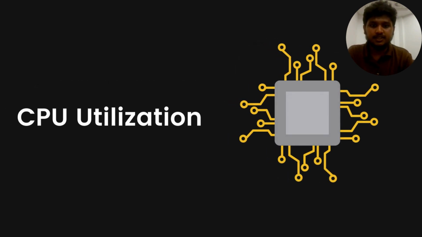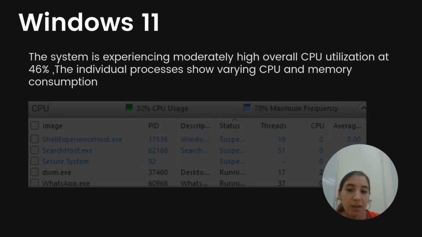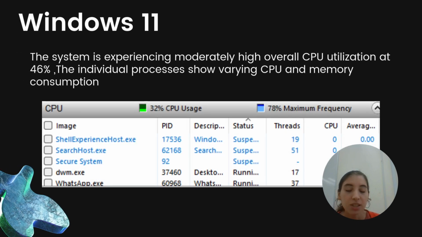CPU utilization. Now we're going to be examining the CPU performance metrics of Windows 11. Let's look deeply into the figure shown now. We can see that our system is experiencing moderately high overall CPU utilization, standing at 46%. This can indicate that a significant portion of our CPU processing power is actively engaged.